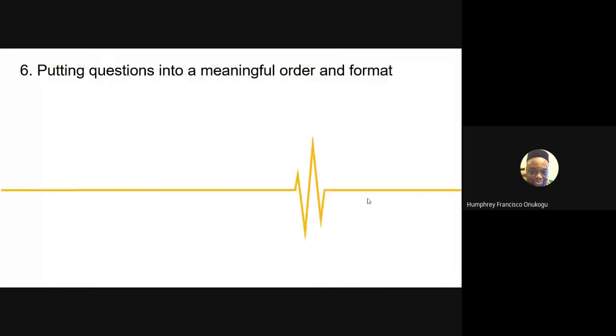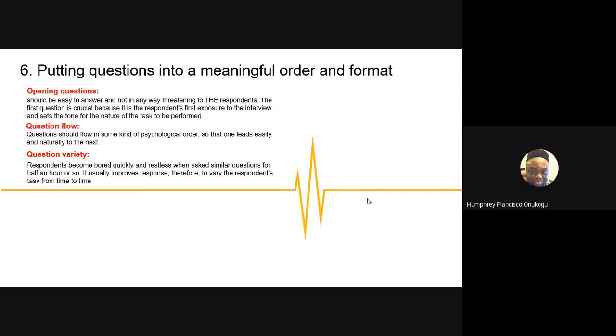The next one is putting the question into a meaningful order and format. Opening questions. When you have gotten the questions, you have your target respondent, you have the question content, you've gotten the right question content, you have been able to use the right wording. You have gathered, these are all raw materials. Remember, we are trying to develop a questionnaire. We are trying to create something. So all we have been doing before now is to get the materials that we're going to use to build the questionnaire. Now, the first thing is you have to arrange into meaningful order and format.